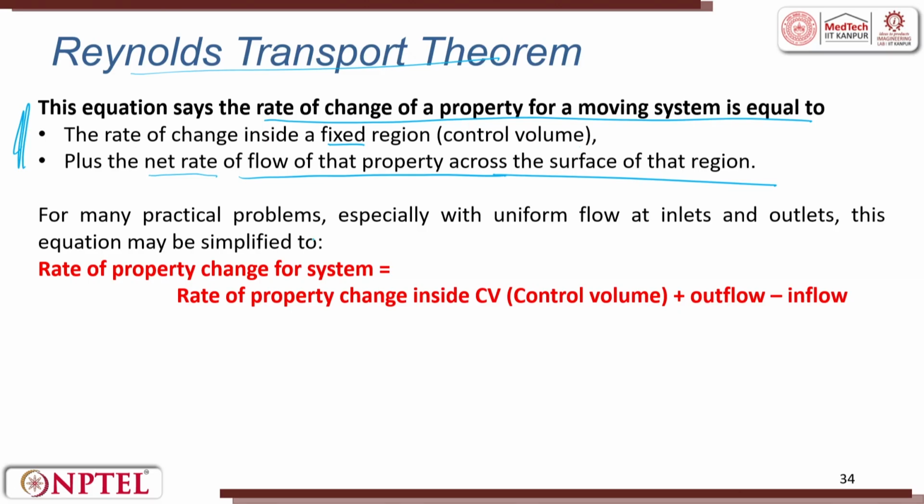So, for many practical problems, especially with uniform flow at inlet and outlet, this equation may be simplified. This is very important, friends. Please make a note: the rate of property change of a system is equal to the rate of property change inside the CV plus outflow minus inflow. This gives the Reynolds transport theorem.